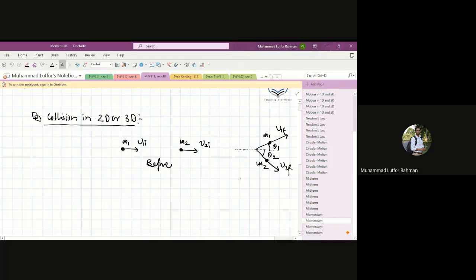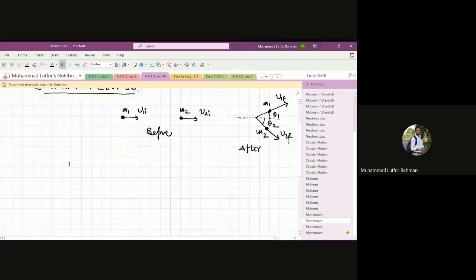After the impact, M1 moves with a speed v1f, making an angle theta 1 with its initial direction, and M2 makes an angle theta 2 with its initial direction, moving with the speed v2f. Now we want to find out what the speeds would be after the collision.